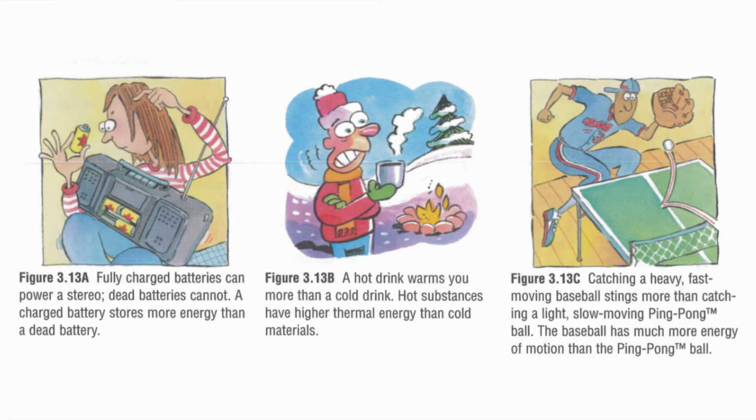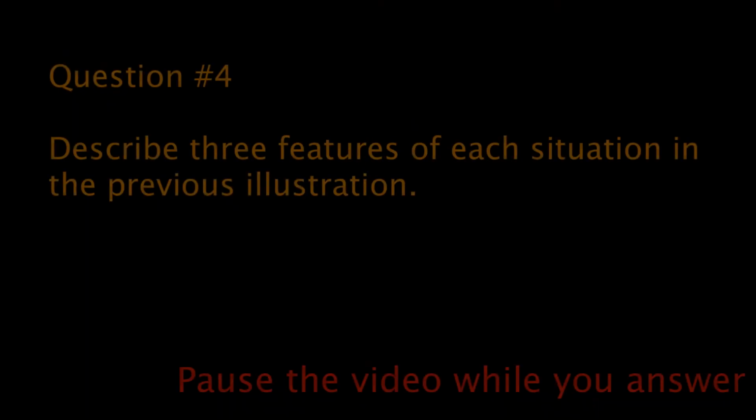I want you to study the pictures on page 204 of your textbook. And I want you to try to describe 3 features of each situation. As you're taking a look at those pictures, I want you to think to yourself, what has high energy? What has low energy? What change is being caused as energy is transferred? And what source provides energy for the change? To what is the energy being transferred?